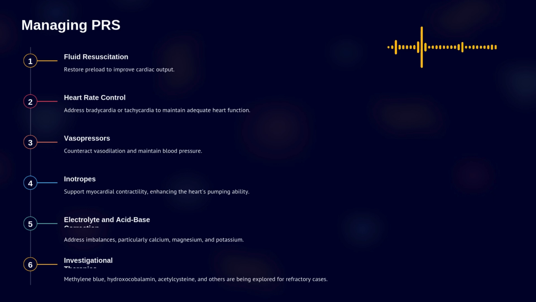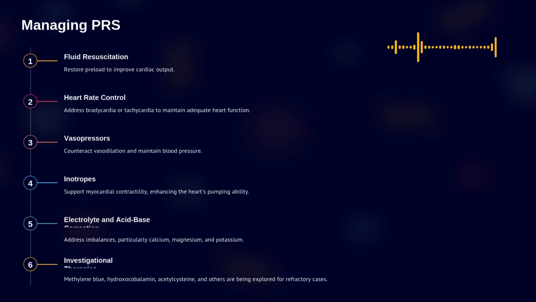That's correct. The management of PRS involves a multi-pronged approach aimed at restoring hemodynamic stability, correcting electrolyte imbalances, and mitigating the inflammatory response. So what are the core components of this approach? First, fluid resuscitation is crucial to counteract the decrease in preload that occurs during graft reperfusion. Right. This helps maintain adequate cardiac output and blood pressure. So we're aiming for hemodynamic stability. Precisely. And in addition to fluid resuscitation, heart rate stabilization is equally important.